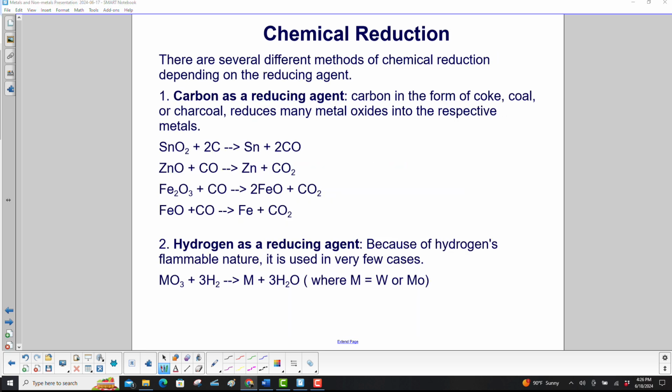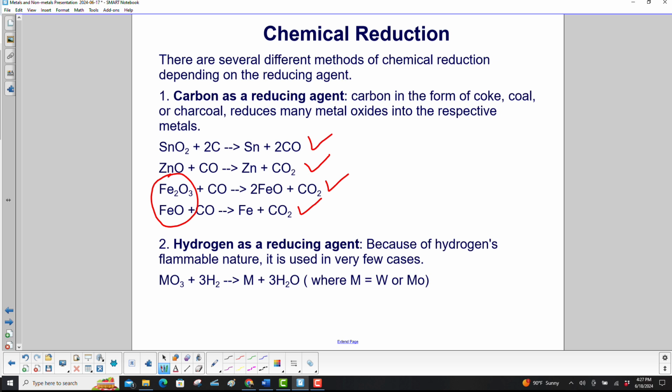There are several different methods of chemical reduction depending on the reducing agent. If you have carbon as a reducing agent, carbon in the form of coke, coal, or charcoal reduces many metal oxides into the respective metals. So we have tin oxide plus carbon results in tin and carbon monoxide, then zinc oxide, iron oxide, and iron oxide. Different numbers in here.